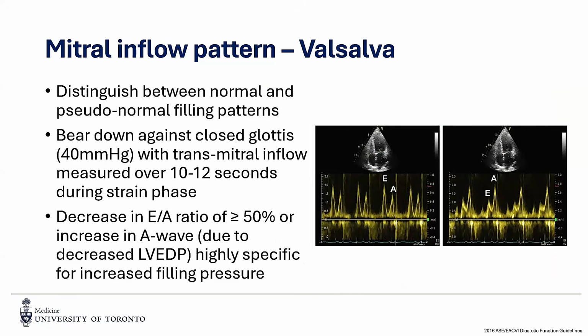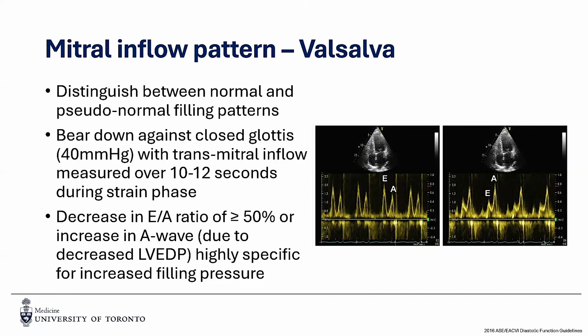So what we can do is get the patient to bear down against a closed glottis for about 10 to 12 seconds. And then we look at the transmitral inflow that's measured specifically at PW. As we bear down, we're increasing intrathoracic pressure. We decrease your preload, and you also decrease your left atrial pressure. Now, if we're decreasing left atrial pressure, then the only thing that actually drives that E wave is going to be the LV relaxation. And so subsequently, we can unmask that grade 1 pattern.